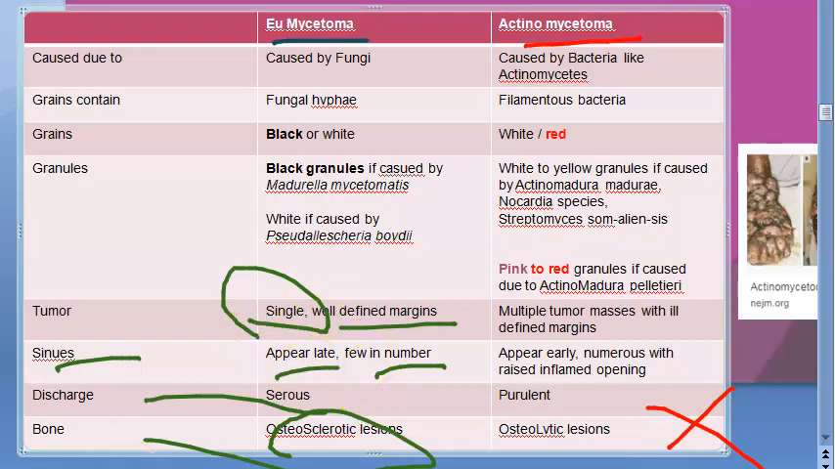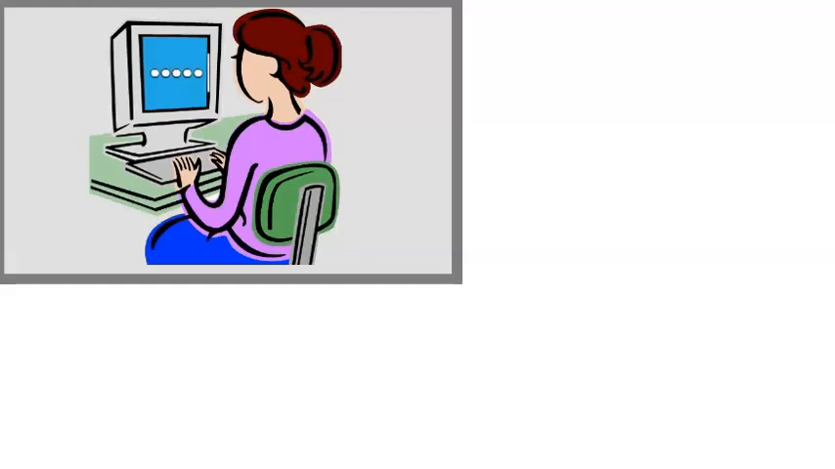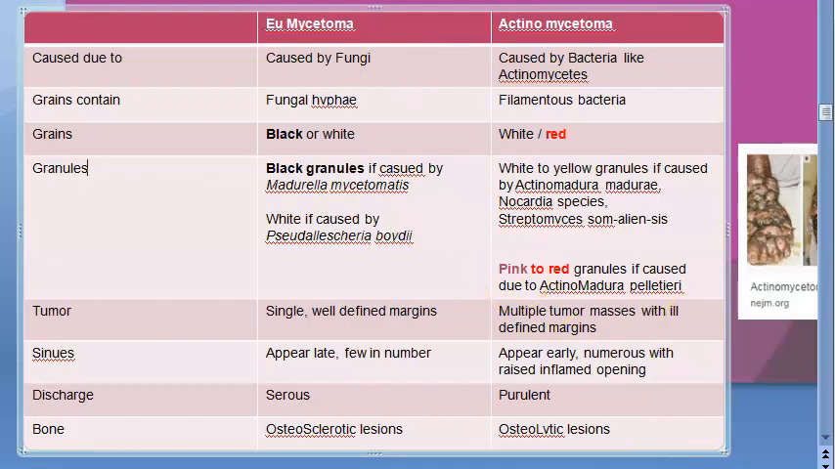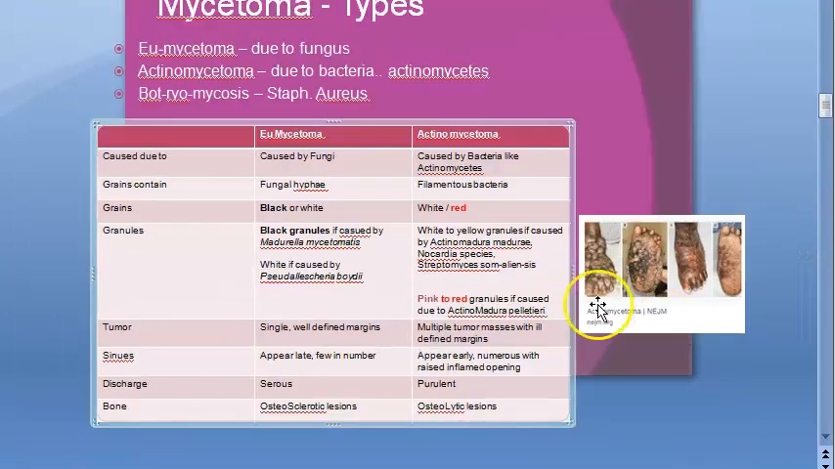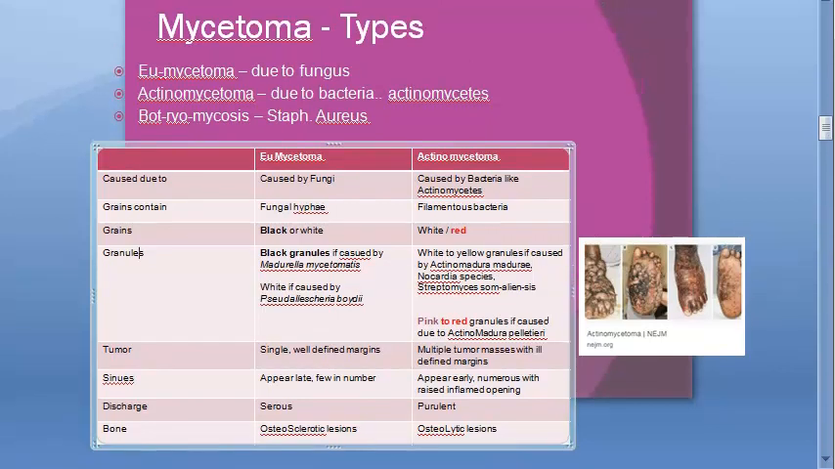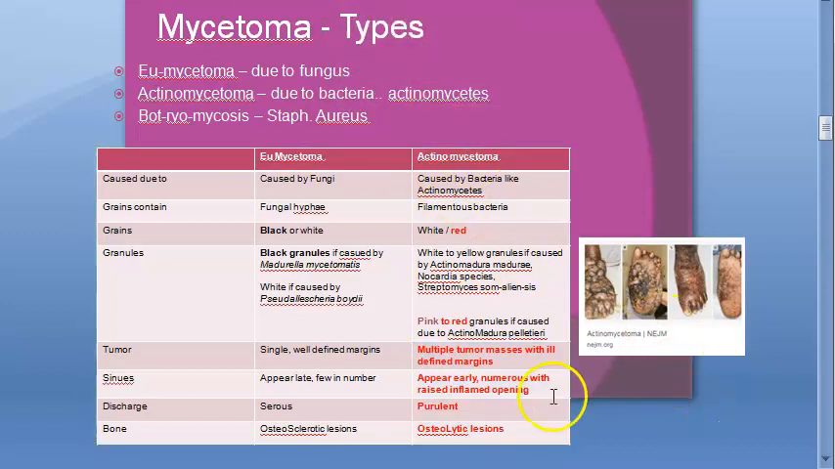So this much did you understand? In which one are the sinuses more and appear earlier? In Actinomycetoma, yes. In which one is the tumor single with well-defined margin? In Eumycetoma, yes, which is caused by fungus. Very good. So now we are done with the differences between Eumycetoma and Actinomycetoma. Mostly everything is red in Actinomycetoma: multiple tumors, sinuses appear early, numerous in number, with raised inflamed openings. So for Actinomycetoma, you can remember everything as red.